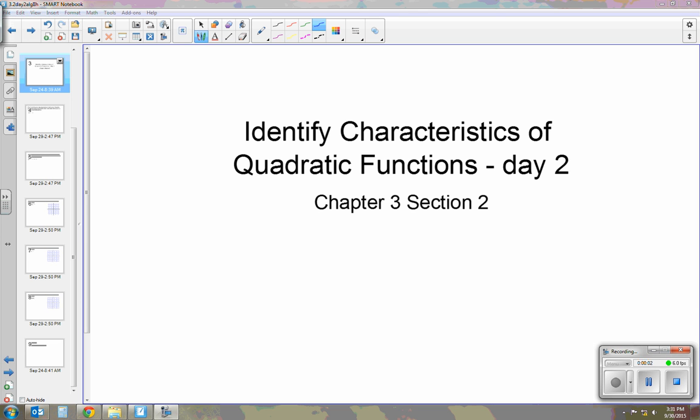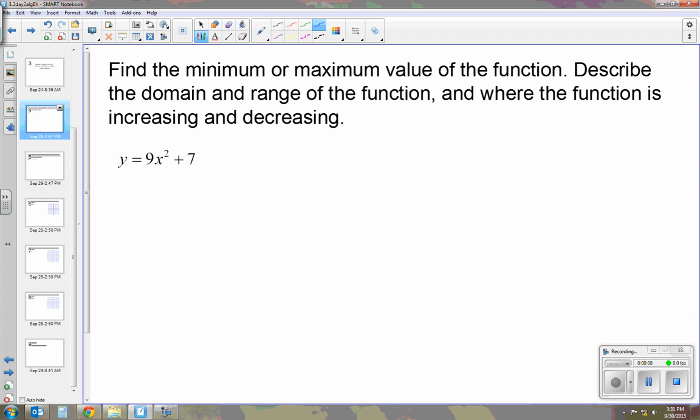I'm going to be finishing up chapter 3, section 2. This is day 2 of this section. Okay, and what I have is y equals 9x squared plus 7, so I have a quadratic function, and I'm going to ask you a few things.